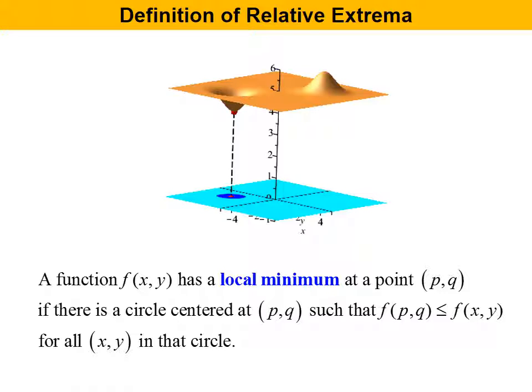Similarly, the definition for local minimum is that if you've got a circular region in your XY plane and you've got a point whose Z value is the least of any value in that circular region, then that's your local minimum.